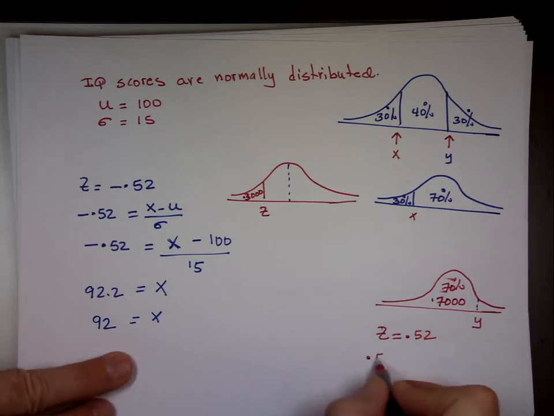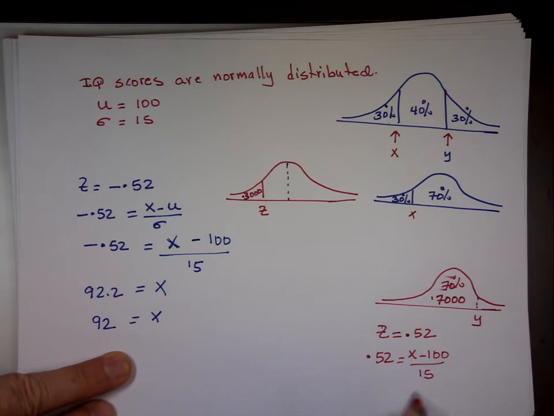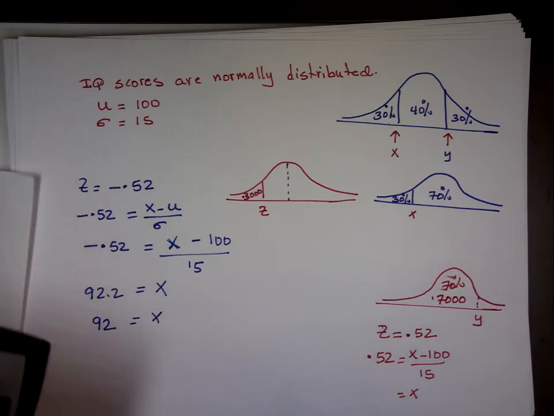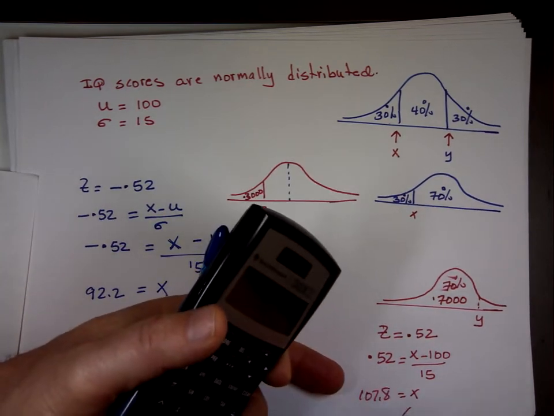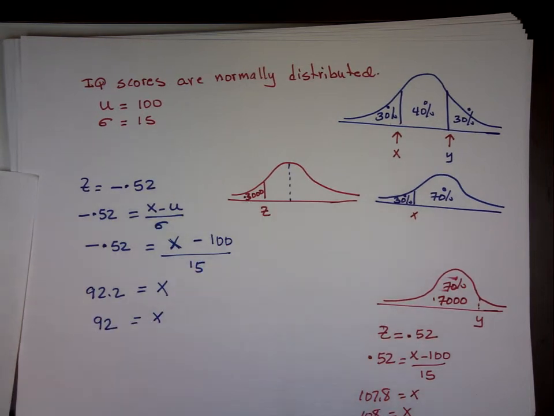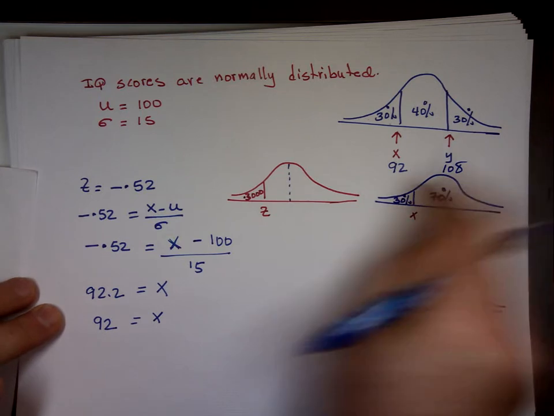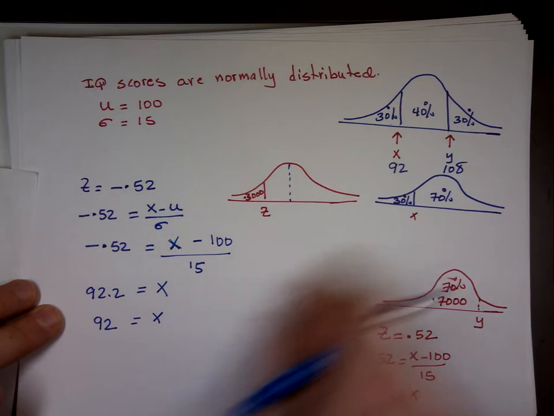0.52 is equal to what? X minus 100 over 15. Can we solve for x? It's 107.8, which is 108. So if you score 92 or lower, and 108 here. If you scored below the 92, you're in the bottom 30%. Between the 92 and the 108, you're in the middle 40. Over the 108, you're in the top 30%.